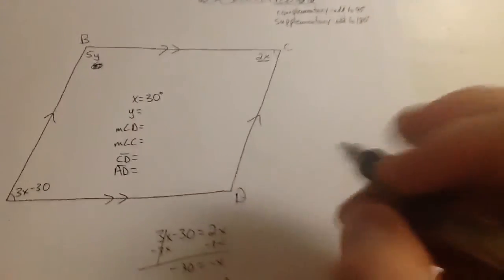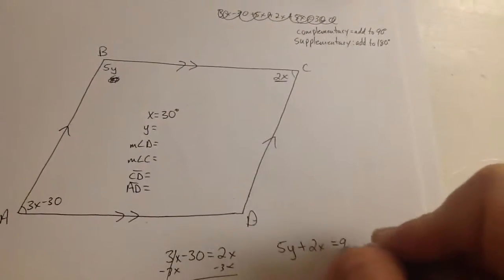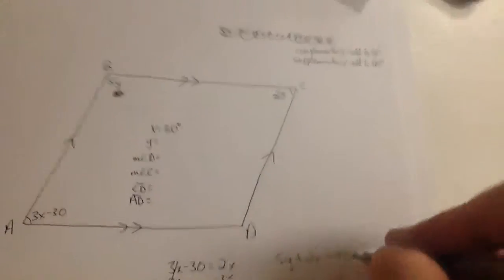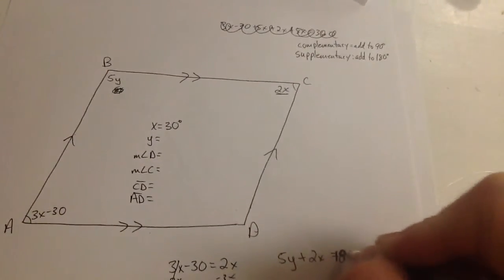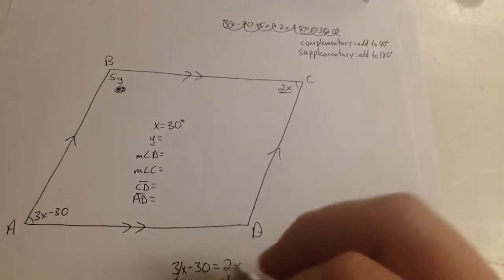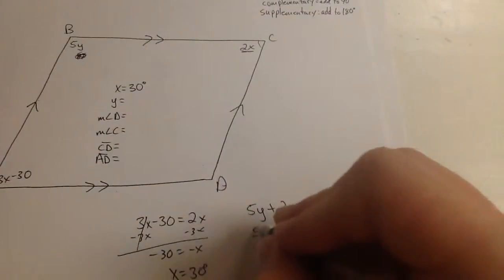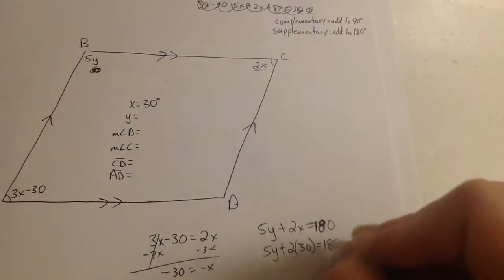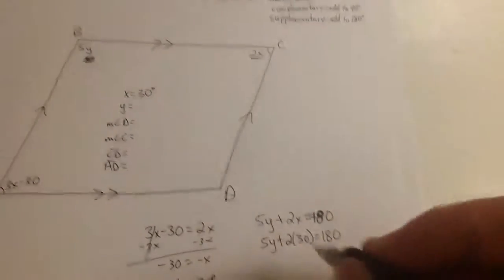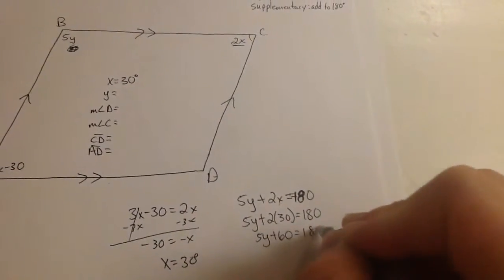So if I have 5y, this angle, plus 2x, I should get 90. Or not 90, it's supplementary, 180. It's late, I'm tired. Well, I already solved for x, right? It was 30. So I know x is 30. So I got 5y plus 2 times 30 equals 180. Right? So that angle must have been 60 degrees. So 5y plus 60 equals 180.